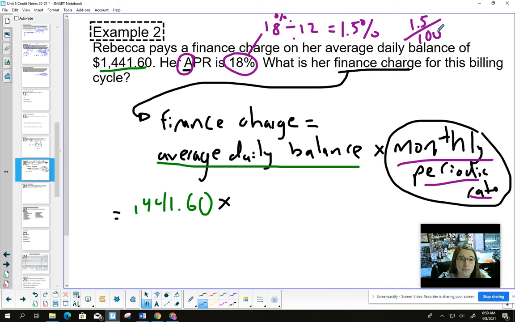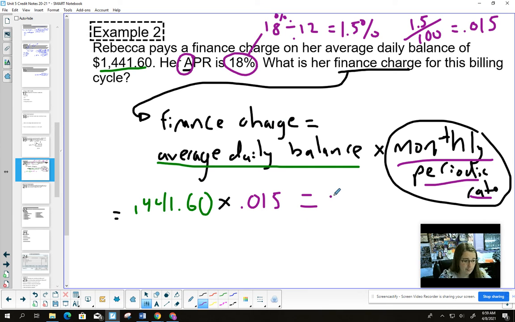So you could have done it first. You could have done 18 divided by 100 and then divided by 12. Either way, you should have ended up at 0.015. Again, the difference here is that we are now using our percentage to multiply. So we do need to divide it by 100. So once more, we divided by 12 to get to the monthly rate, and then we divided by 100 to get our rate to be a decimal. So let's take this to the calculator. This is going to be how much interest you are charged in the month.